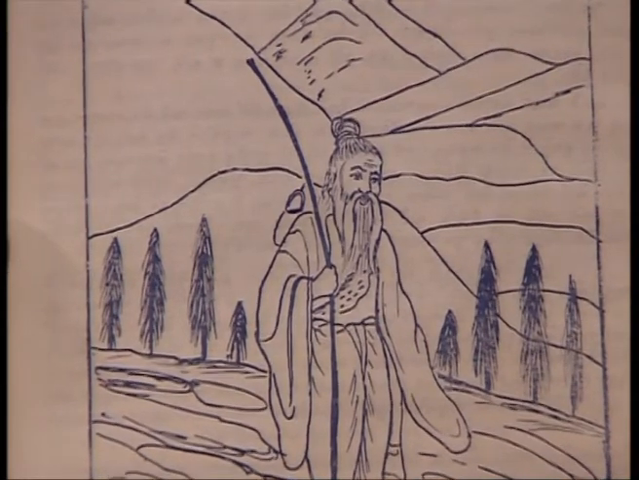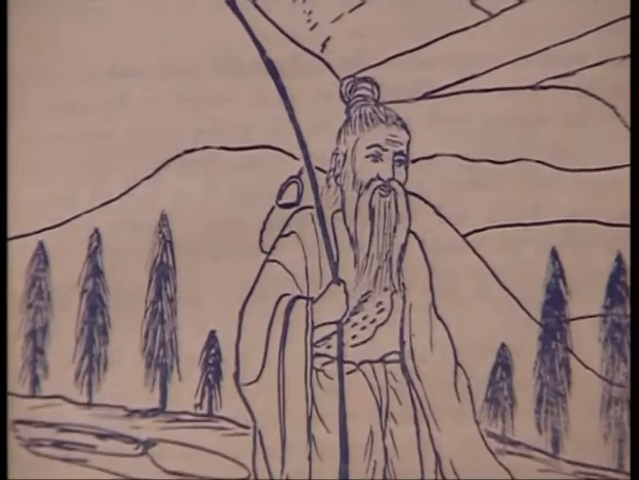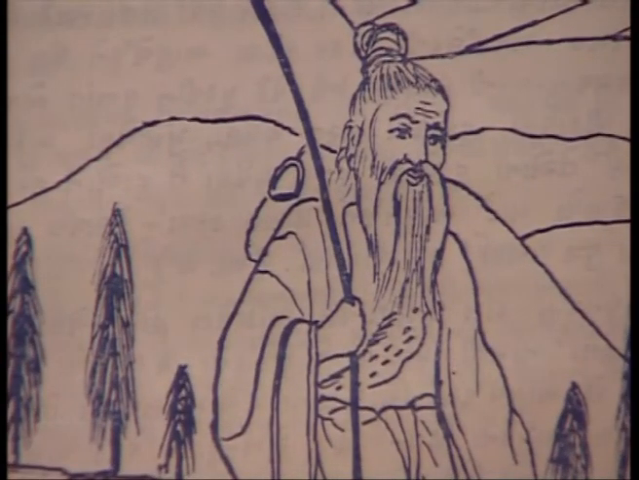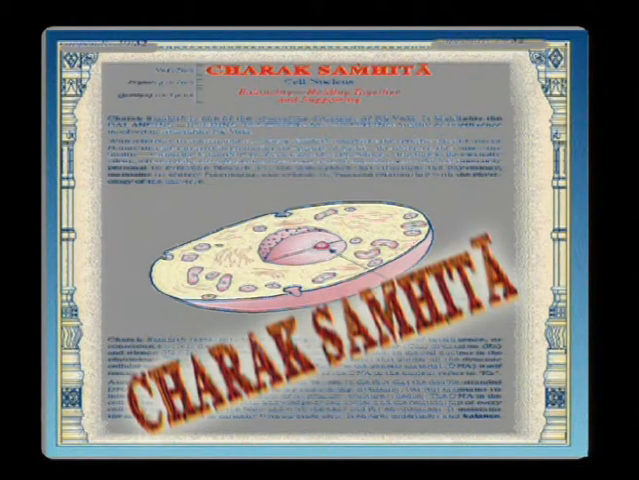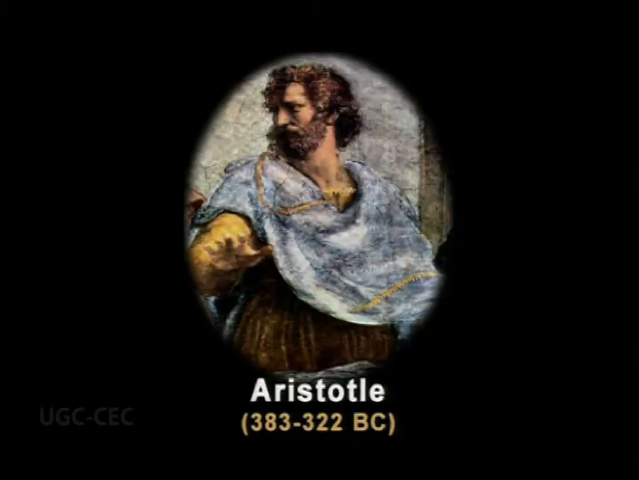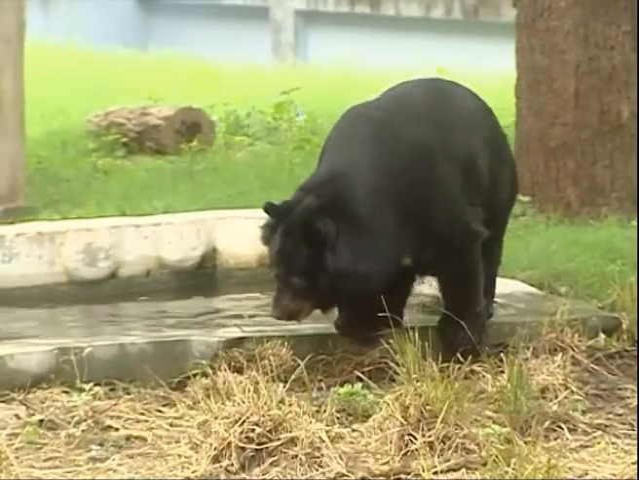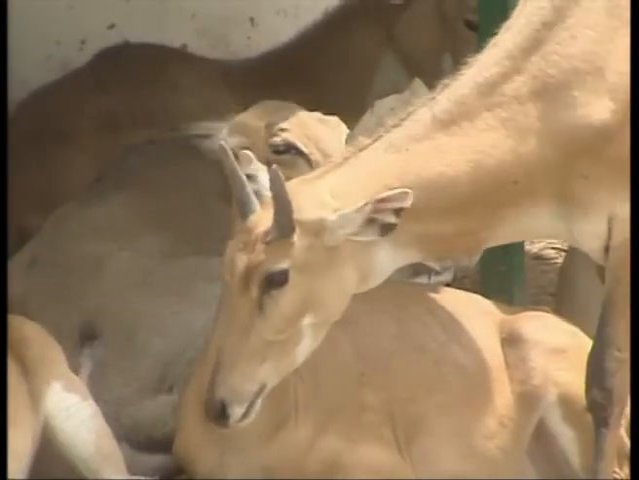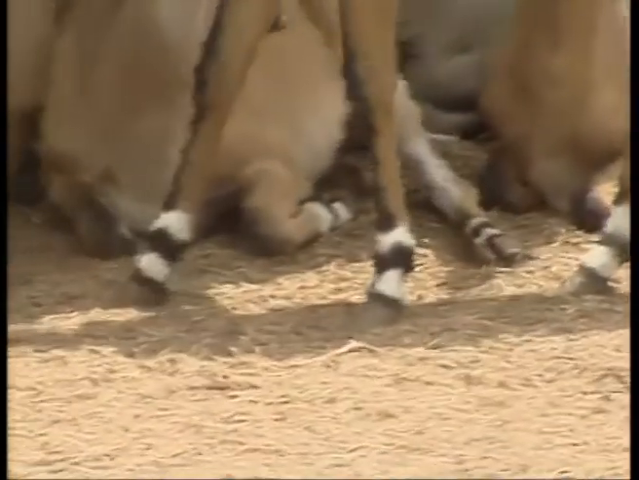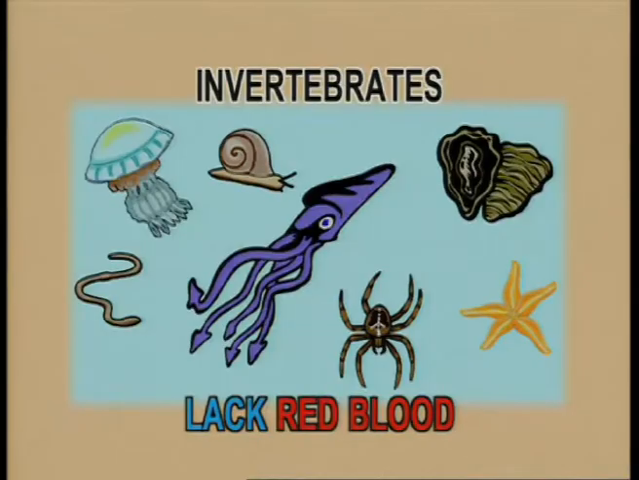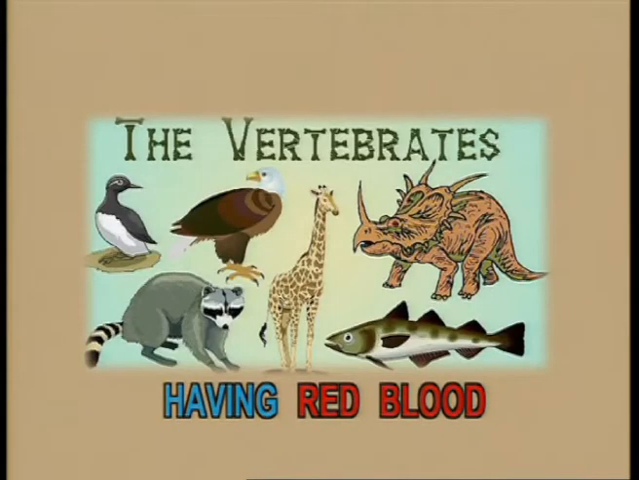Indians wrote the earliest works on animal systematics, but the manuscripts were in Sanskrit, so these remained unknown to Western scientists. Charak and Prasastapada have done animal classification. In the Western countries, Aristotle made an excellent study of animals and classified them. He said animals may be characterized according to their way of living, their actions, their habits, and their bodily parts. He divided the animal kingdom into two major divisions: invertebrates, which lack red blood, and vertebrates, having red blood.